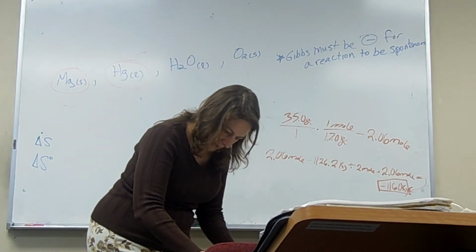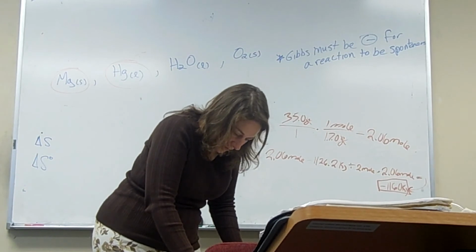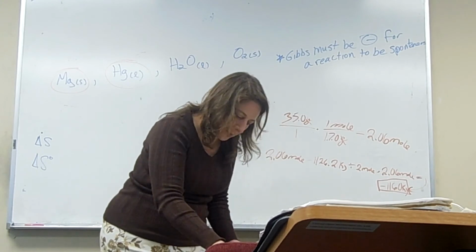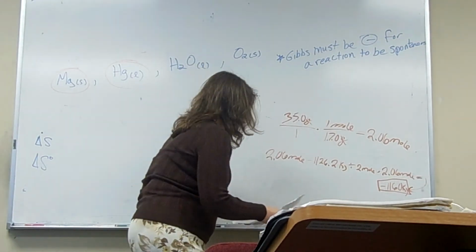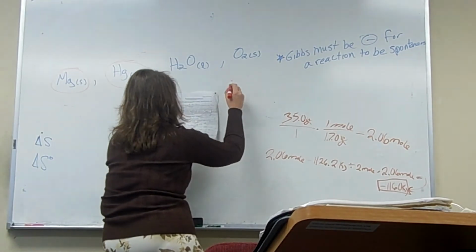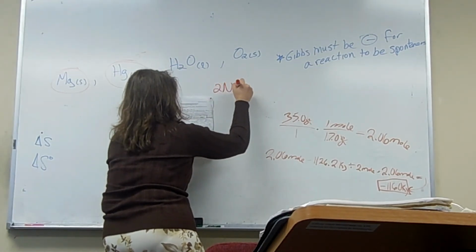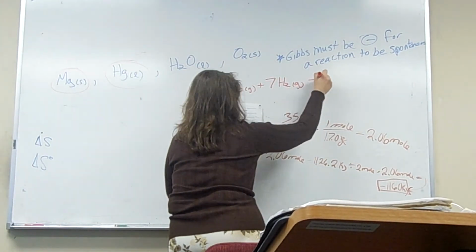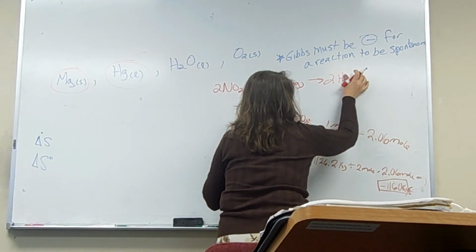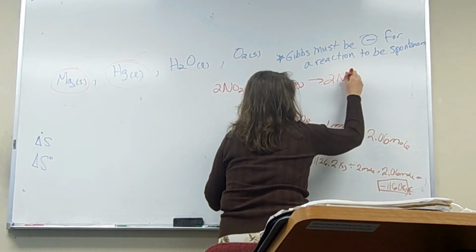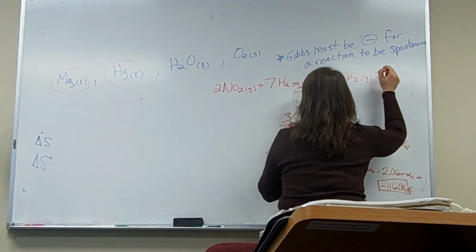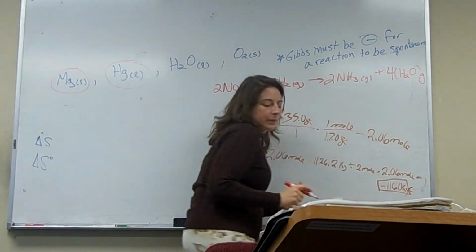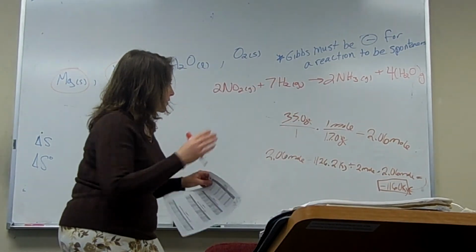I think I did something wrong. I don't think you did anything wrong. Oh, I think I'm looking at number 6. That would be a problem. Here we go. All right, so I'm just going to write the equation so I can stop being confused. Okay, so we've got a reaction here.